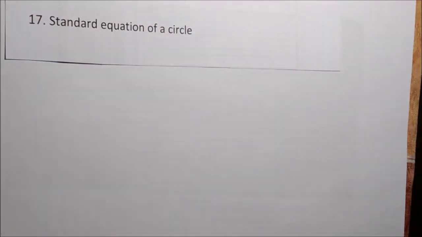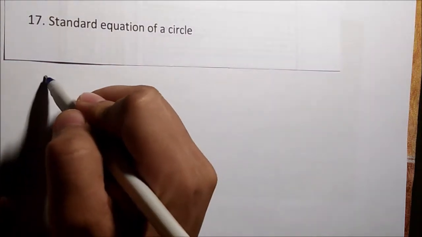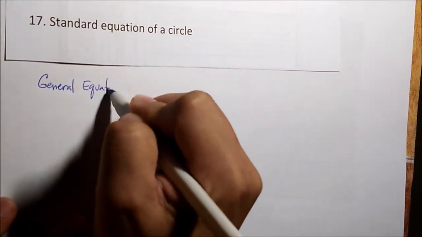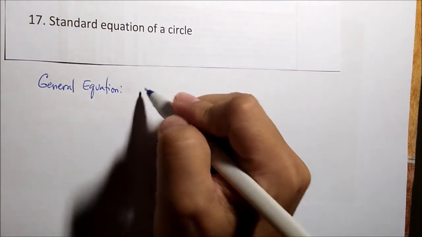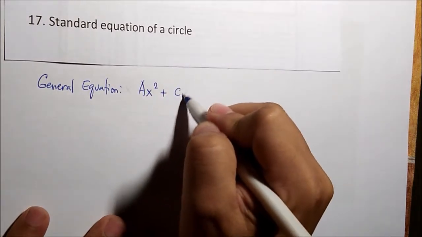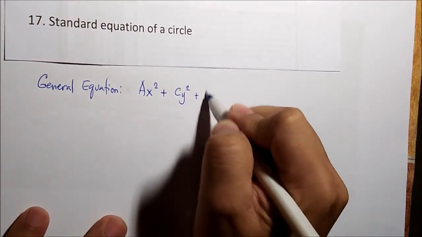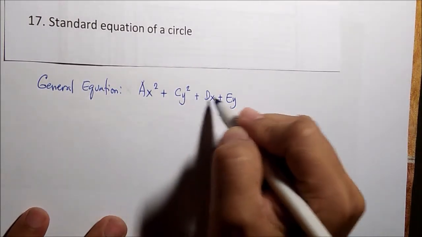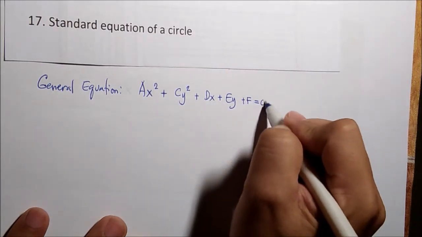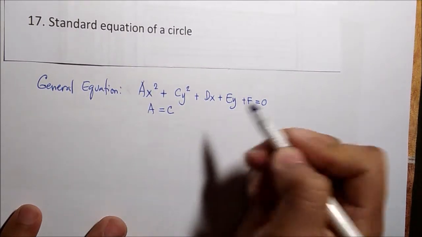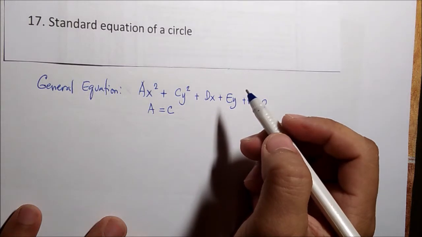Okay. First is the standard equation of a circle, but let me introduce first the general equation. The general equation of a circle is ax squared plus cy squared plus dx plus ey plus f equals 0. Your a is equal to c, and they have the same sign.